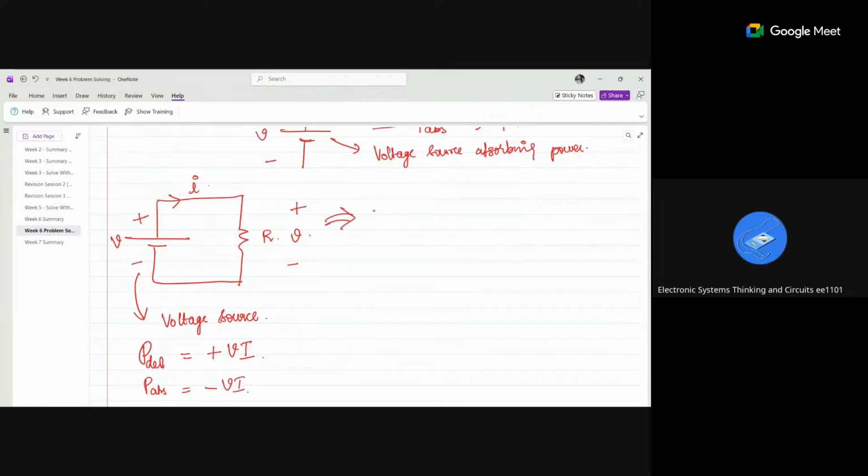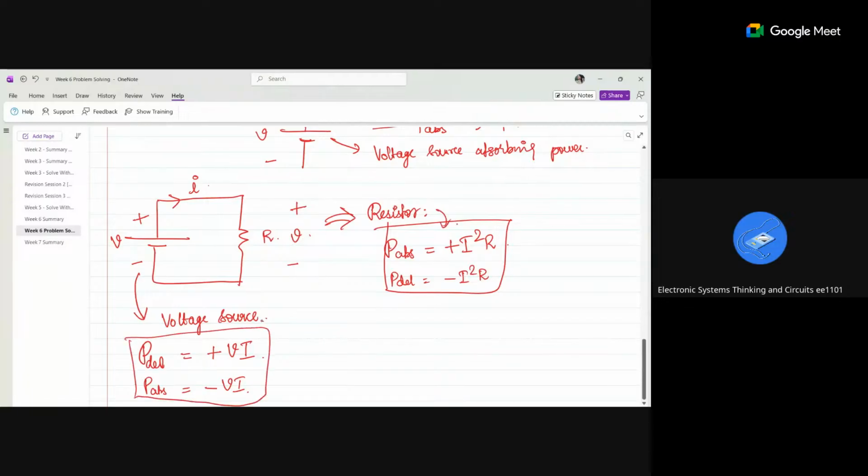The same way, if I am considering the resistor, the power absorbed by the resistor will be positive and delivered will be negative. These two are with respect to the resistor in this diagram. These two are for this voltage source. Is it clear?